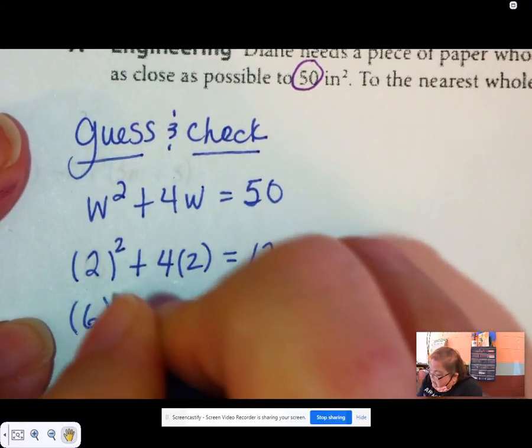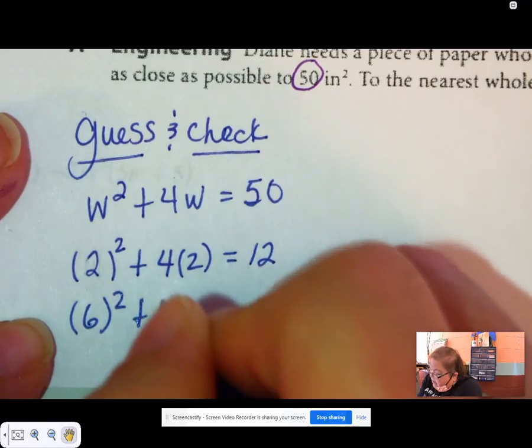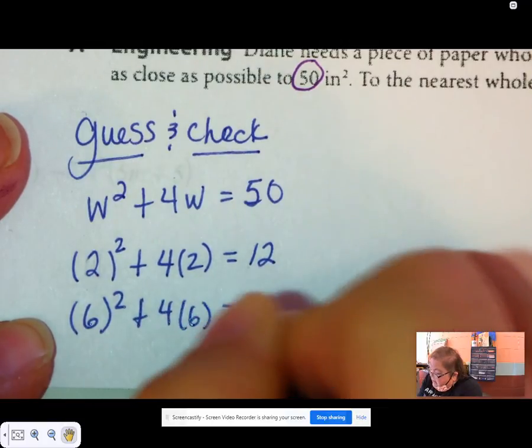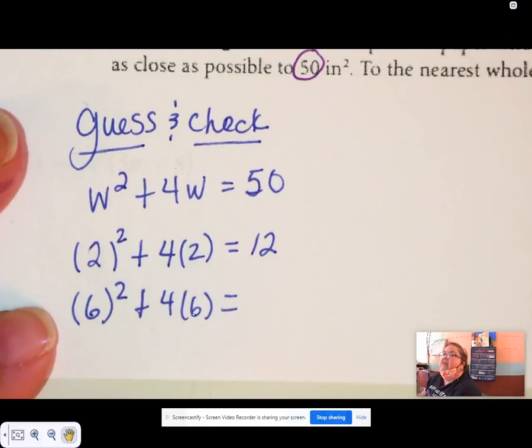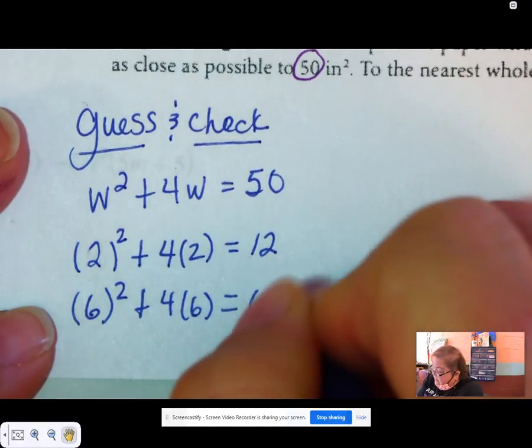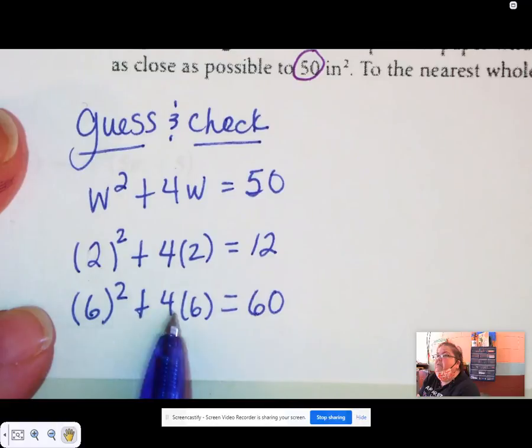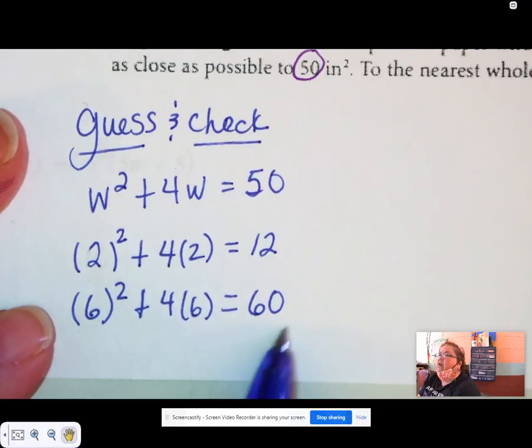6. So let's do 6. I heard 6 first. 6 squared plus 4 times 6. So type that in. Tell me what you get. Or do it in your head, however you do that. What is it? 60. 36 plus 24 is 60. Oh, we're close. Want to try 5?